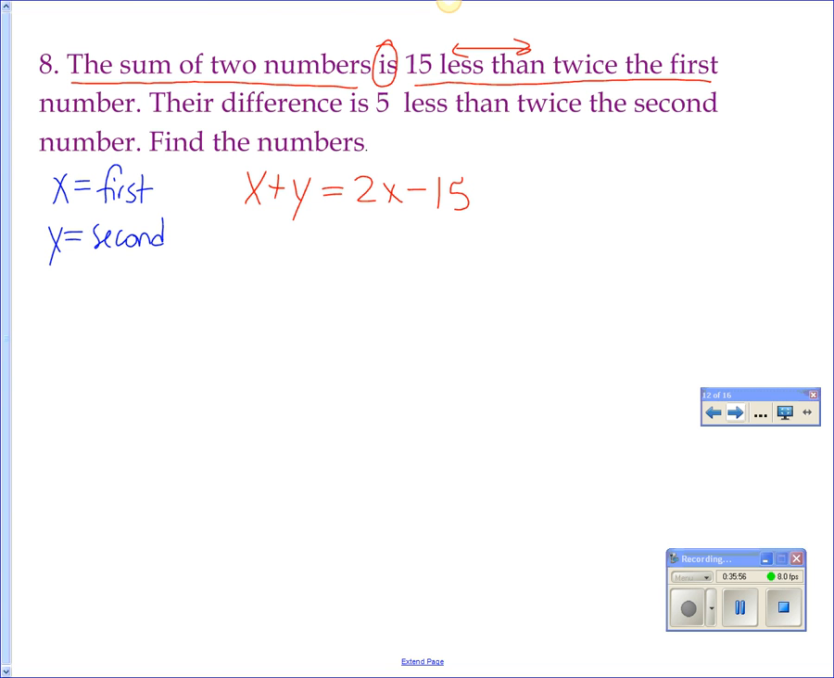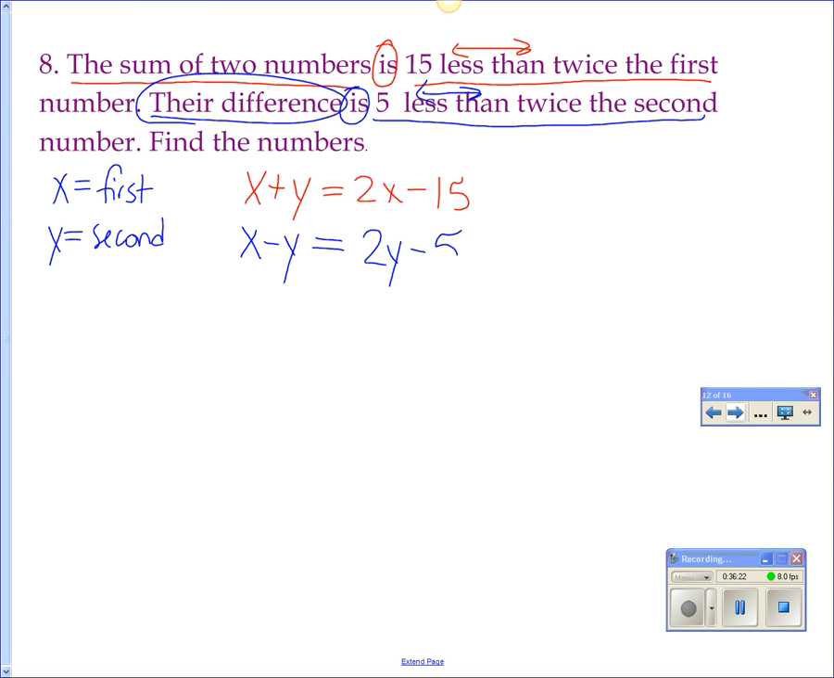The second equation, their difference. So we write that as x minus y. We see an is, which is equals 5 less than twice the second. Well, less than means to do what? Subtract and switch. So it's twice the second. What letter is that? Y minus 5. Okay. Any questions on that?